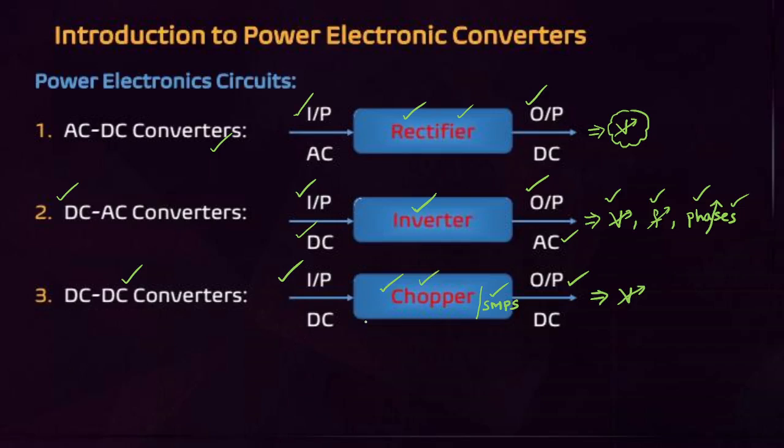What is the main difference here? A DC to DC converter with high power application is called a chopper. A DC to DC converter with low power application is called SMPS. For example, a chopper fed DC motor, because it's high power. An SMPS fed CPU, because it's low power. Both are DC to DC converters. For high power application it is called a chopper. For low power application it is called SMPS.